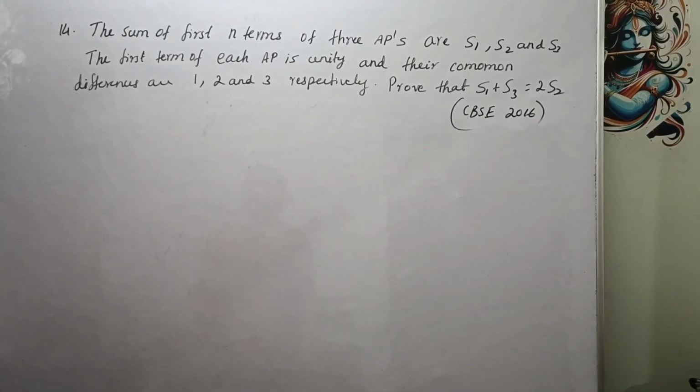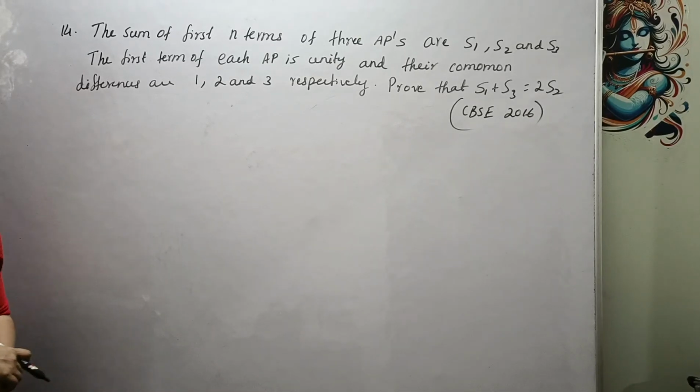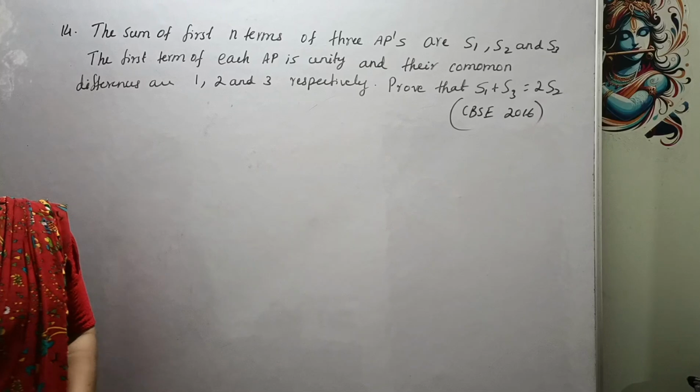The sum of first n terms of 3 APs are S1, S2 and S3. The first term of each AP is unity and their common differences are 1, 2 and 3 respectively. Prove that S1 plus S3 is equal to 2S2.